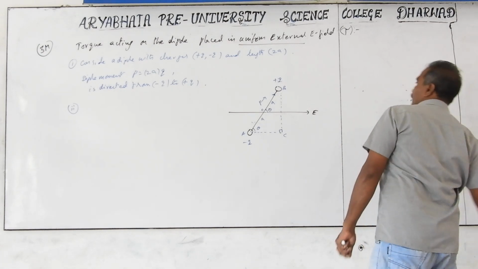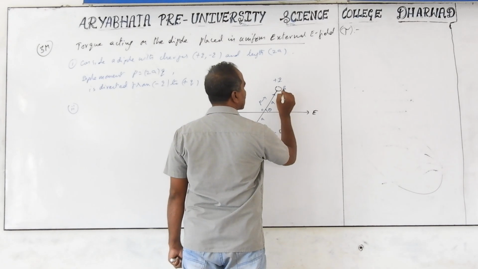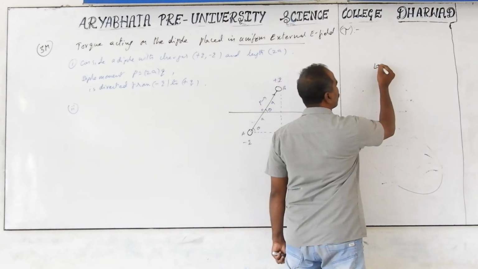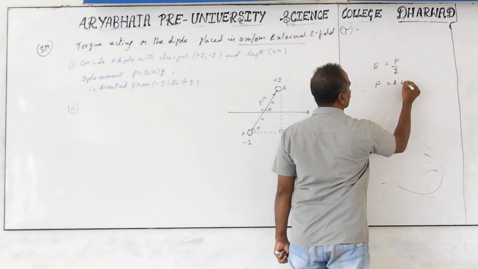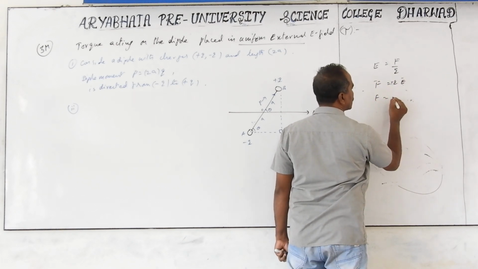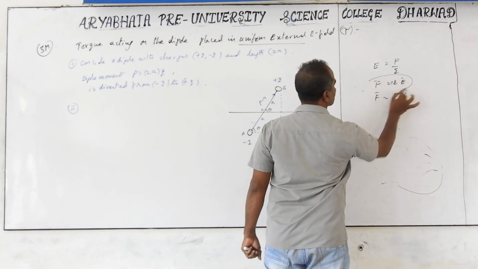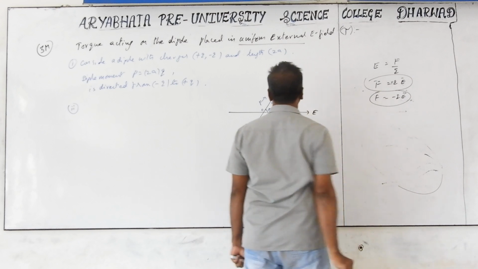Force acting on the charges. The plus and minus charges experience forces. What is the force acting on the charge? For this, the basic formula we have is E equal to F by q, or F equal to qE. If q is plus, force and electric field are in the same direction. If q is minus, we get minus q, which means force is opposite to the electric field. A positive charge experiences force in the direction of the electric field. A negative charge experiences force opposite to the electric field.